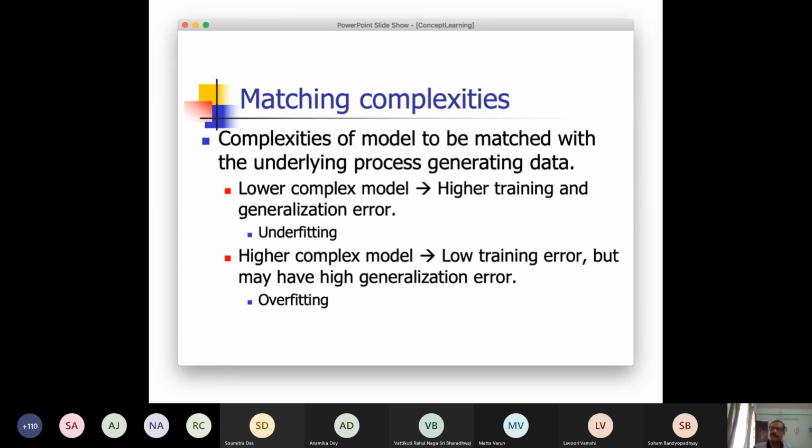So by looking at the combination of these two errors, you are trying to understand how good and how appropriate your model is. If you can keep both training error and generalization error low, then you are good enough. You say, okay, my modeling is good. By looking at them itself, you can tell, right?